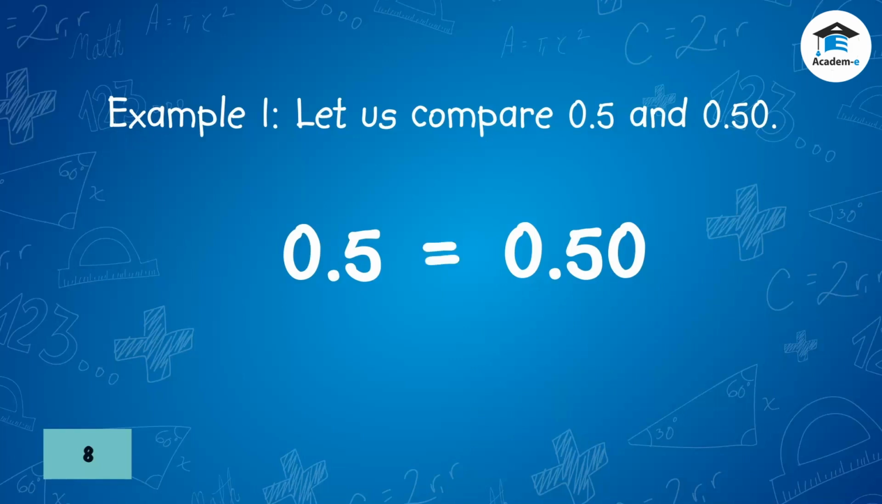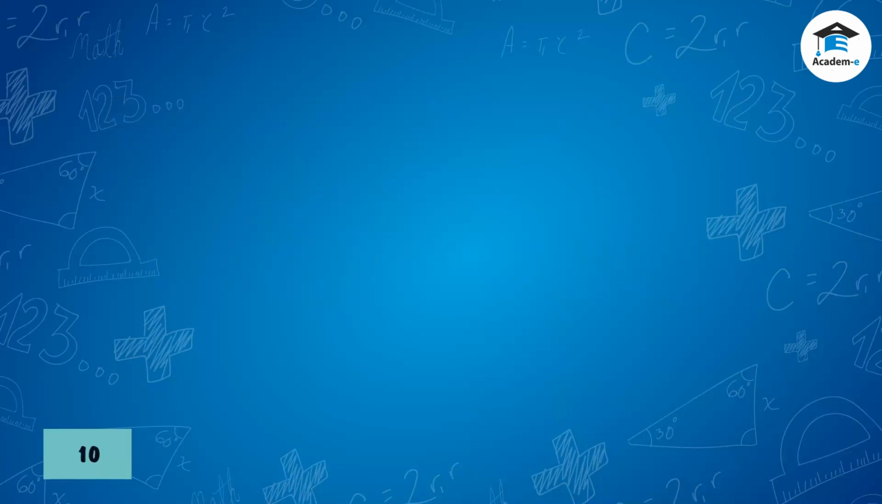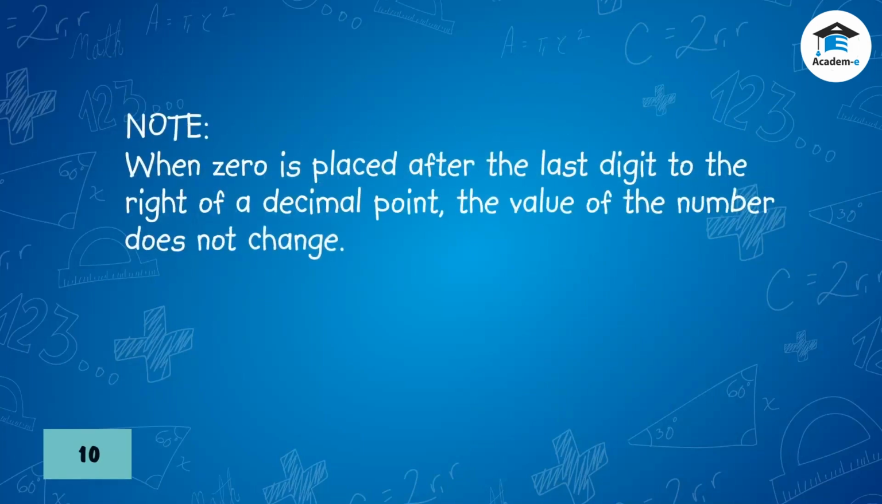We will write this comparison using the equal sign. 0.5 is equal to 0.50. Here's another example. Which is bigger, 0.7 or 0.70? As you can see, the ones, tenths, and hundredths digits are all the same. Therefore 0.7 and 0.70 are equal. We can say that 0.7 is equal to 0.70. Note that when 0 is placed after the last digit to the right of a decimal point, the value of the number does not change.